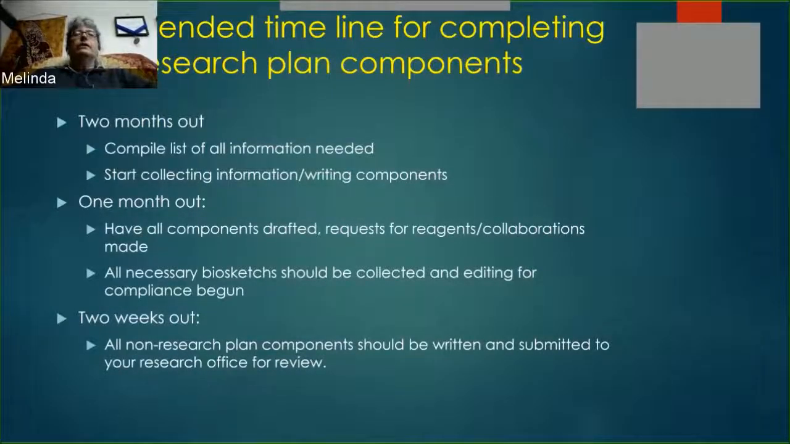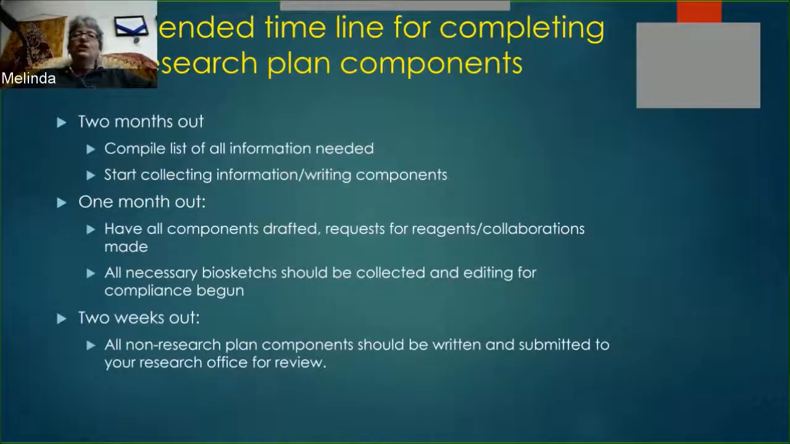Now, from a recommended timeline overall, 2 months out, compile a list of all the information needed. And you start collecting the information and writing the components. 1 month out, I would make sure you have all components drafted, and also you've made all requests for reagents, collaborators, and consultants. Because, very often, you need to get letters and biosketches from your collaborators. Those take time. Again, these are busy people. You can't expect them to respond at the last minute.